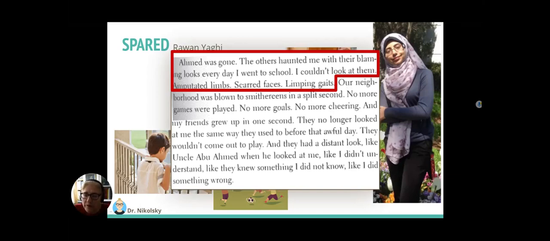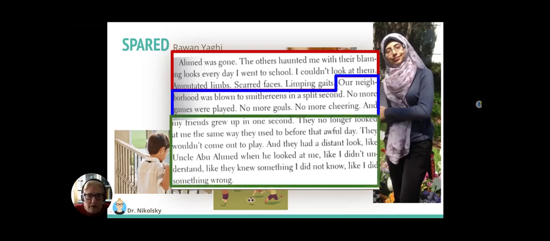The next section is this one, framed in blue. Here is a description of the changes that took place in the neighborhood itself. The neighborhood is gone. Children don't play, and he, the protagonist, does not cheer on the balcony because there are no more goals. So this section, the third section here, the end of the story, is marked in green. Let us analyze it using a textual theory diagram.